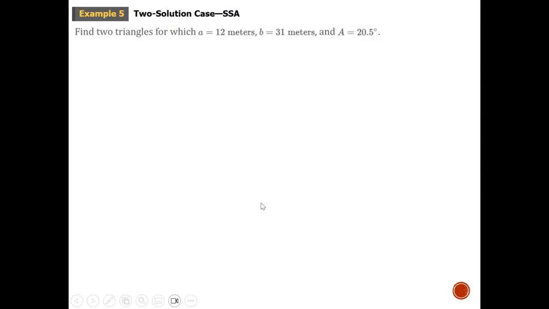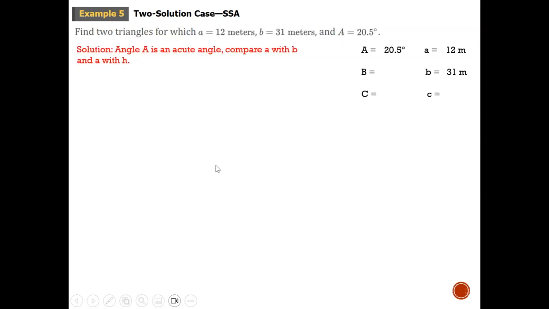Now this is an example when you have two solutions. Okay, two solutions again. So let's work it out as normal, as we've been doing. But we know that A is 20.5, so we know it's going to be acute, right? It's an acute angle, angle A. A is 12 meters, and B is 31 meters.